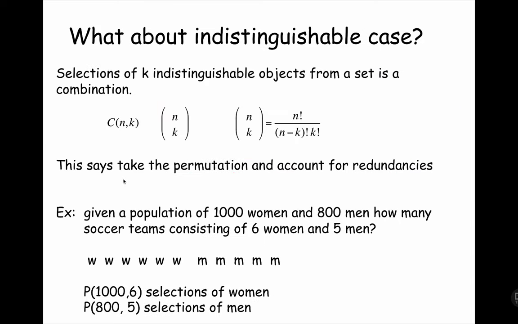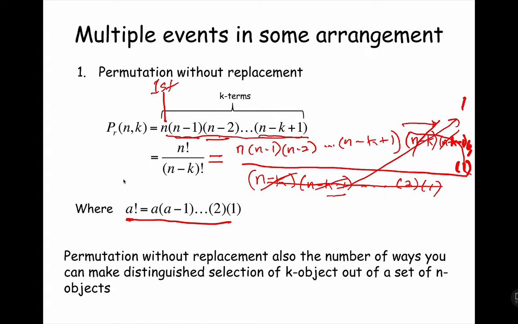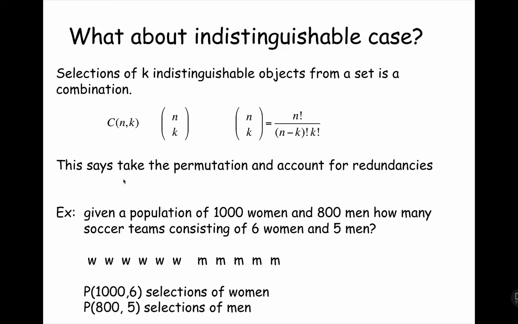Now let's take a look at the case where you have the same idea of making an arrangement of k things from a pool of n many things, but in this case, the arrangements are indistinguishable. So if you pick female male, that's not distinguishable from male female, right? You're looking at the identity, but not the order in which you pick them. So that's called combination. The first one is called permutation, and the second one is called combination.